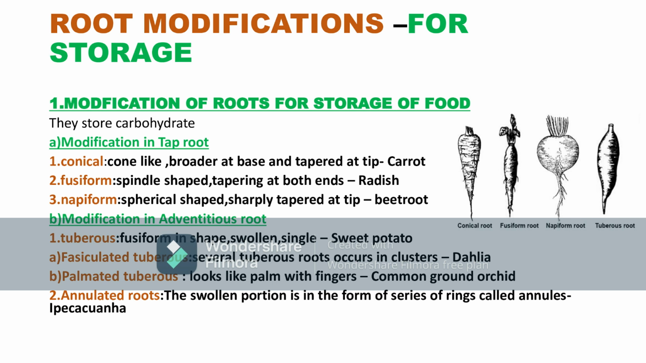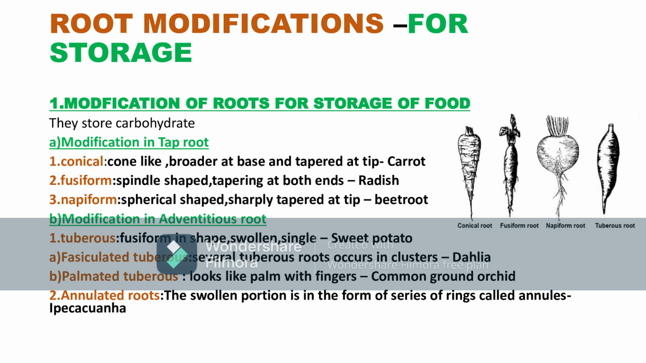Example, beetroot and turnip. Adventitious root system. Tuberous roots: fusiform in shape, swollen, single or isolated. Example, sweet potato. Fasciculated tuberous roots: they are formed in groups or clusters.